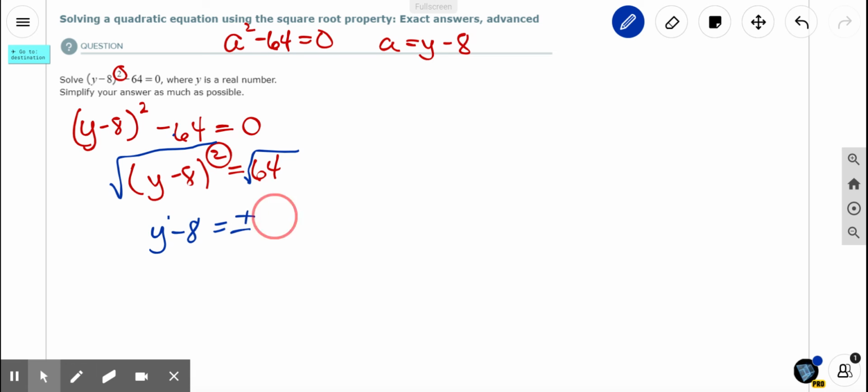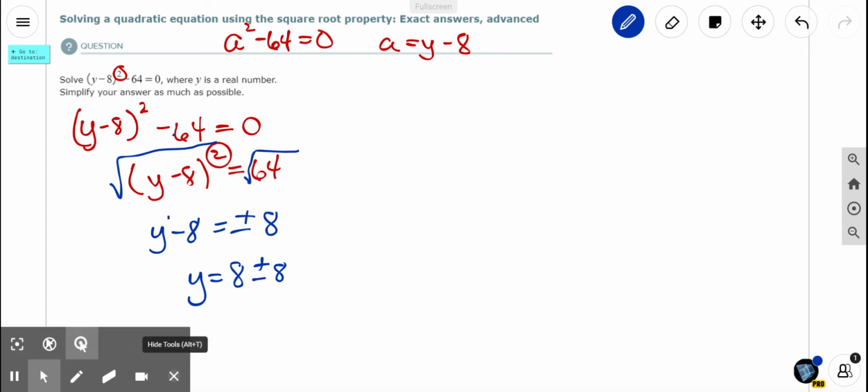So this is plus or minus 8. When you take the square root of 64, you must leave the plus or minus in there. What that plus or minus means is that there's 2 answers that could be true. 8 times 8 is 64. Negative 8 times negative 8 is also 64. Okay, then we add 8 to both sides, and you're going to get y is equal to, move the 8 over, 8 plus or minus 8.